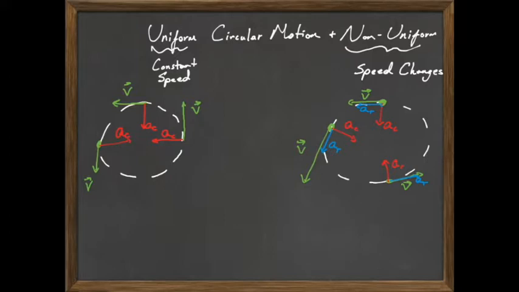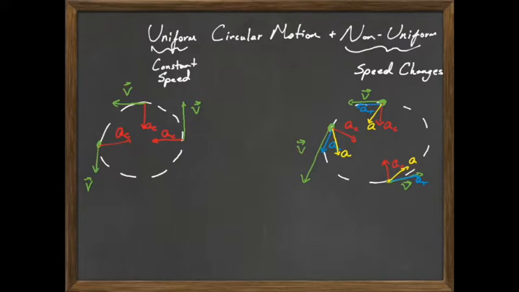So then overall, we could say that there is a total acceleration vector, which represents the hypotenuse at every one of these points. And that hypotenuse is going to change both the direction and the speed of an object that's moving in a circle. And that would be how we do non-uniform circular motion.